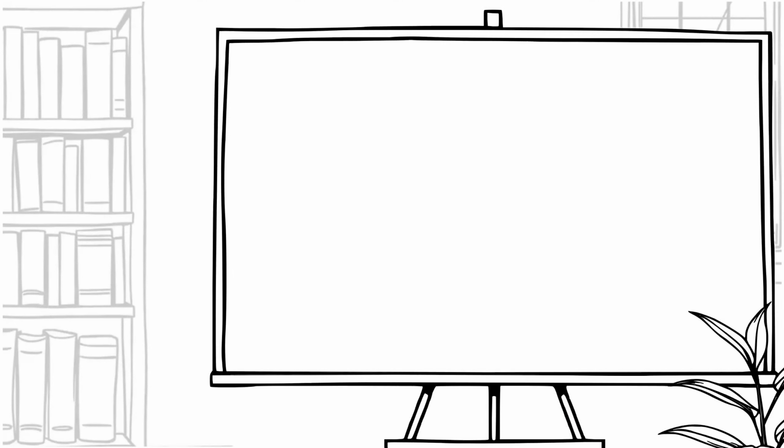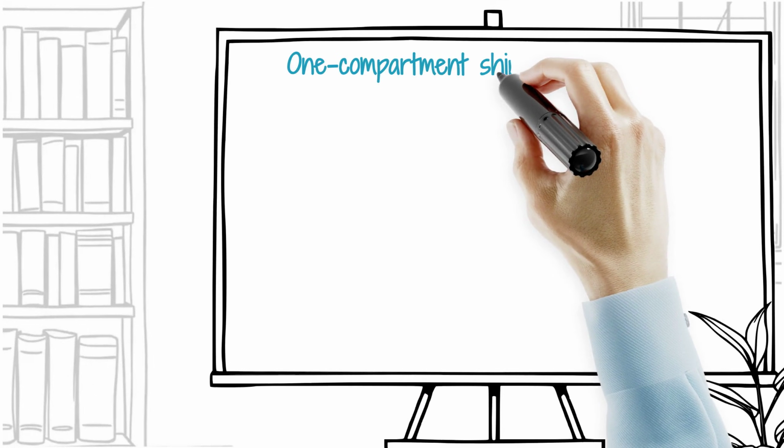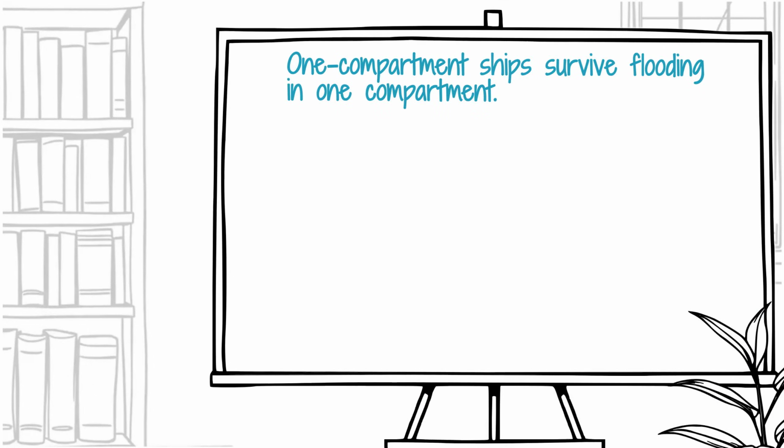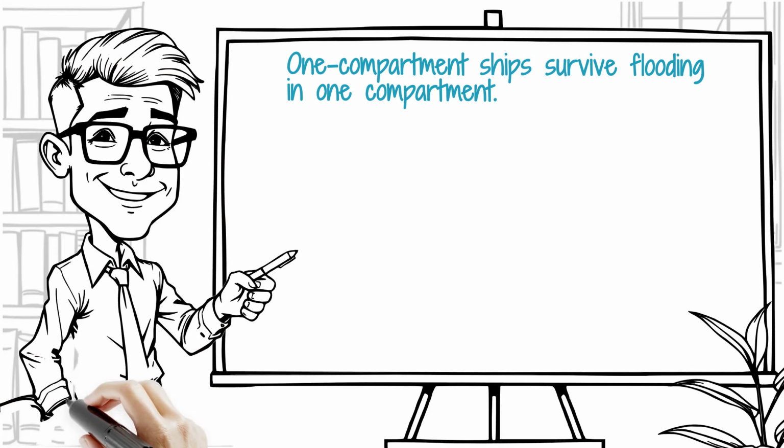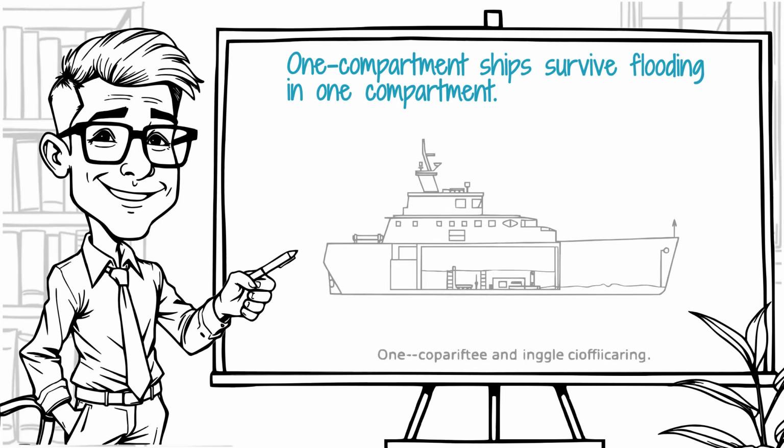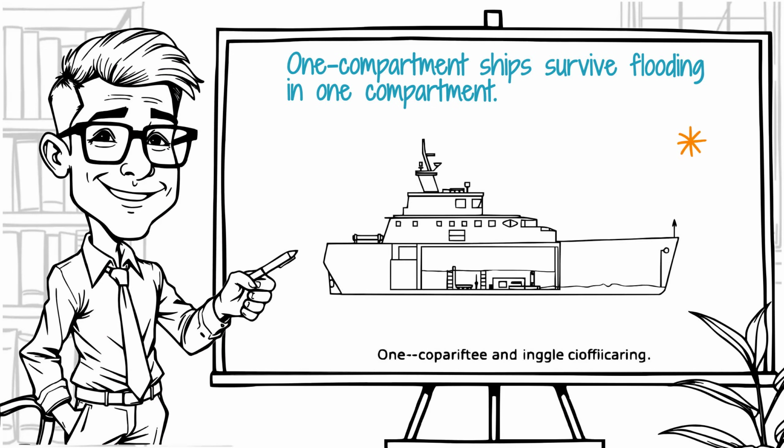Another critical element is the one-compartment or two-compartment standard. A one-compartment ship must survive flooding in any single main watertight compartment. A two-compartment ship, typically a larger passenger vessel, must survive flooding of any two adjacent compartments.